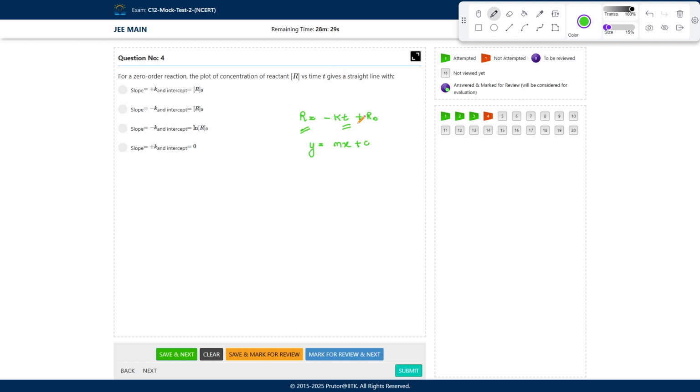Time is going to be our x. Okay, that means this is our x. That means with the product form, whatever is present with the t with x is going to be slope. So slope m is going to be minus k, and this is going to be our c, that is intercept. So intercept is going to be R naught, right? It is correctly represented in option B, that is slope is equal to minus k and intercept is equal to R naught, the initial concentration. Okay, that means our correct answer is going to be option second.